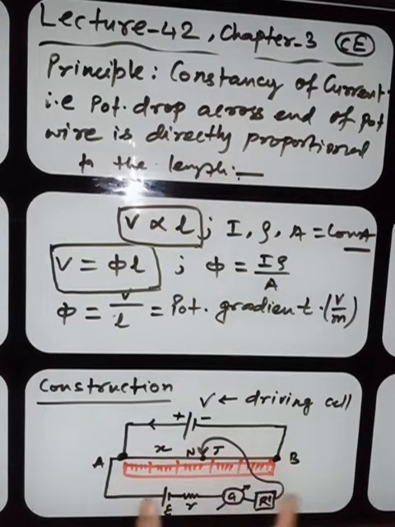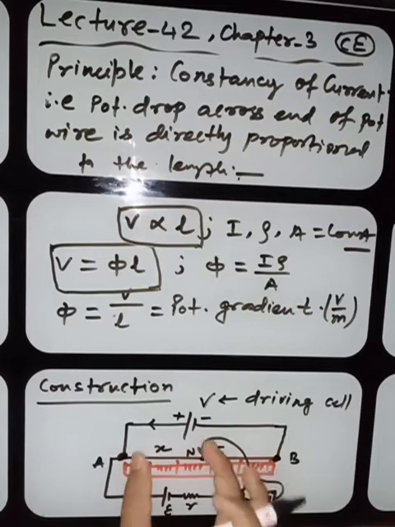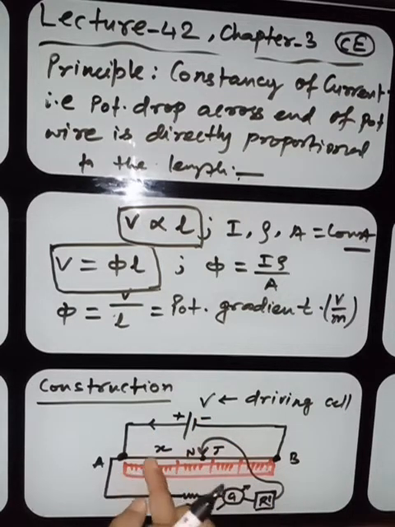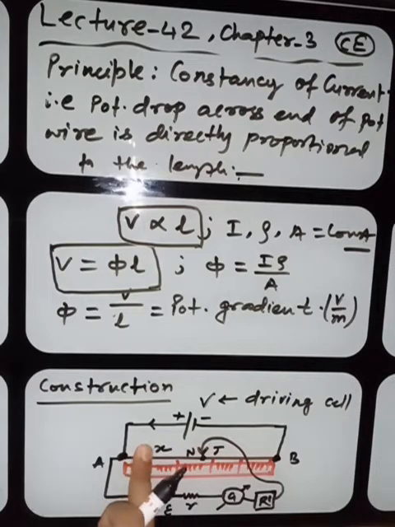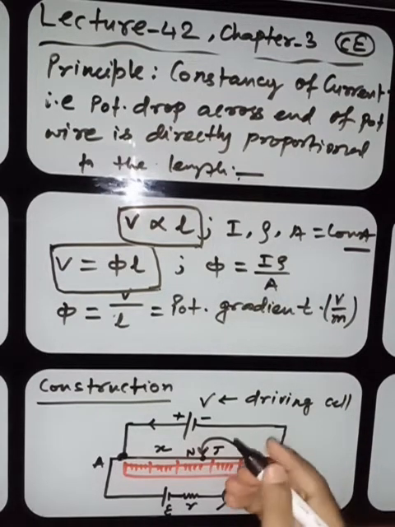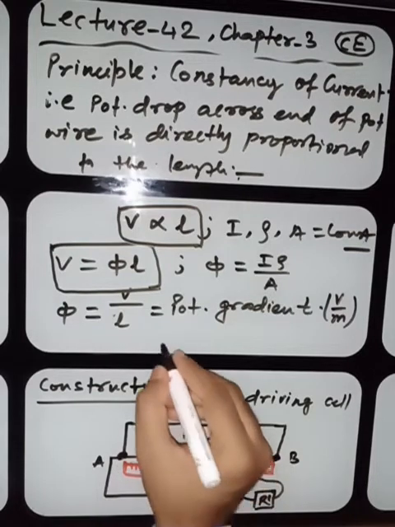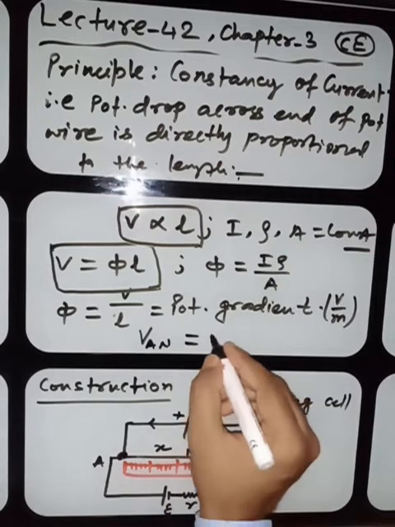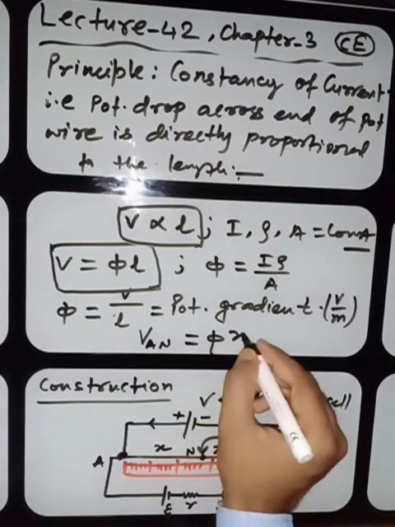It means across this whole wire the potential will be V, and across this portion the potential will be directly proportional to X. The potential between A and N can be obtained by multiplying this phi with X. Okay, it means we can write simply VAN equals phi times length. Very simple.